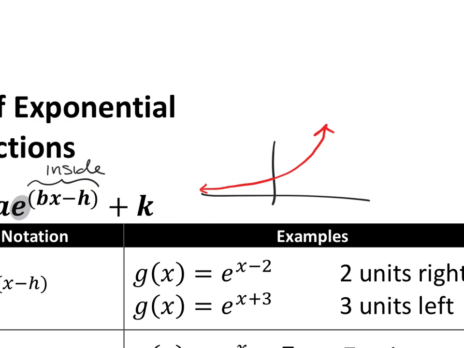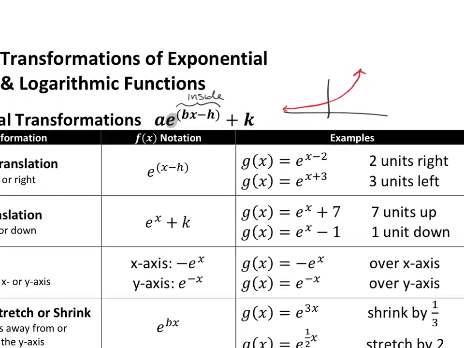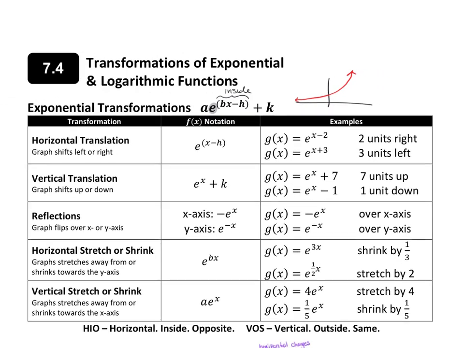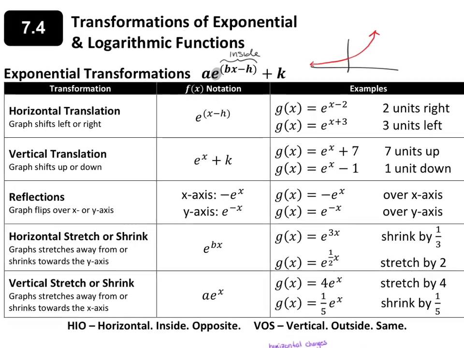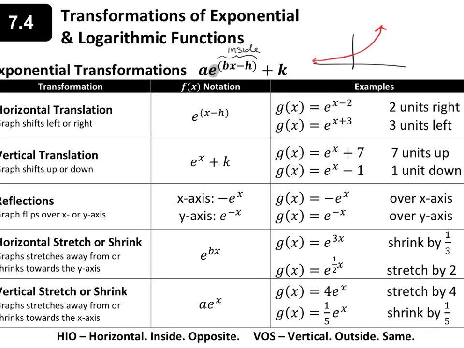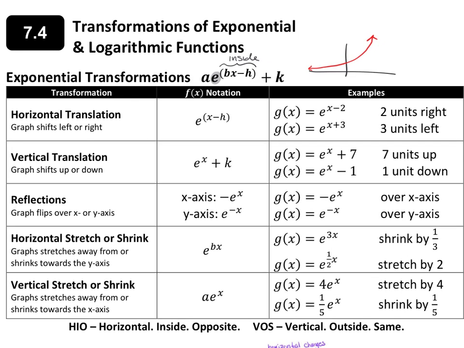What's nice about transformations is the vocabulary is the same no matter what graph you're talking about. So when we're talking about transformations, we still use the vocabulary that we always have. For example, a horizontal translation is the type of transformation that's going to move my graph to the left or to the right. That has always been inside the function. So notice that the number we're changing is inside the exponent. That's how we show it's inside.